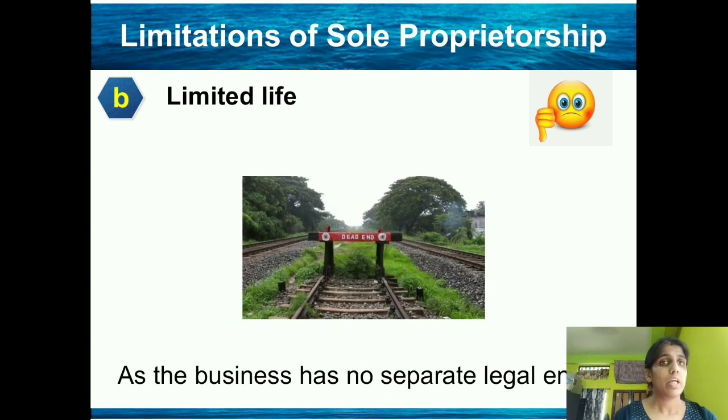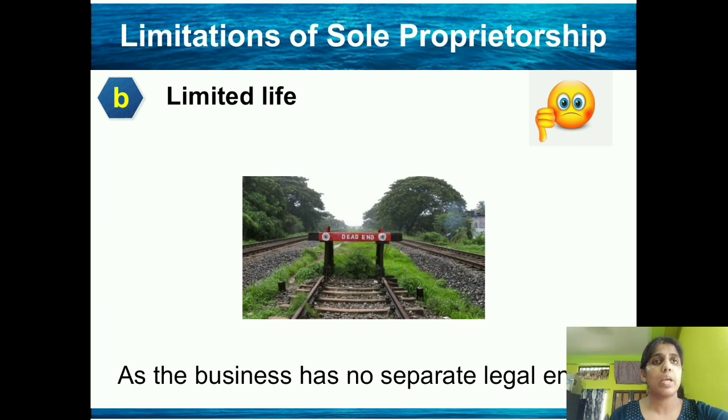Moving to the second point, we have limited life. Limited life means your business will have a limited life. As the business has no legal entity, the life of the business will be very limited. In the eyes of the law, every business has to have a life. So say if you die or you become insane, the life of the business comes to an end. The business cannot be transferred to any other person. That is why we say that death, insolvency or illness of an enterprise will lead to closure of your business. If you die, or you become insane, or suppose you are ill, your business life comes to an end. So you will have to shut down your business.